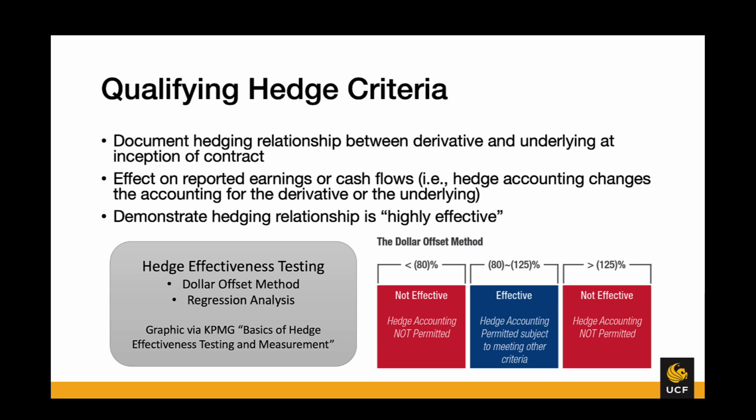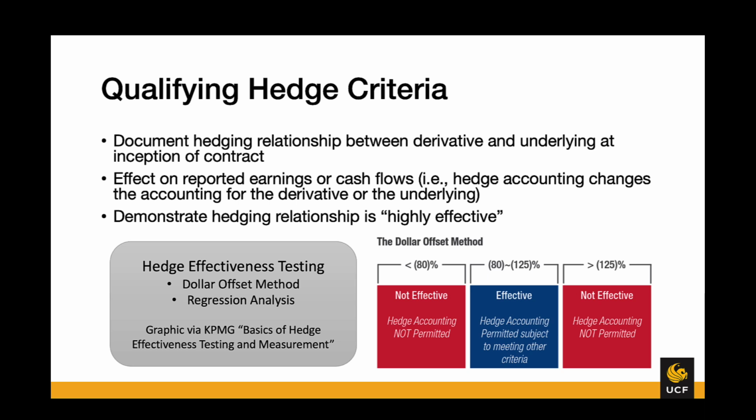At the inception of the derivative transaction, the company needs to document that they are entering into this contract with the intent of using it to hedge a risk. And they must also document what that risk is, and if there is another asset or liability on the books that is related, what it is. The effect on reported earnings or cash flows also needs to be reported. So the hedge accounting changes the accounting for the derivative or the underlying.